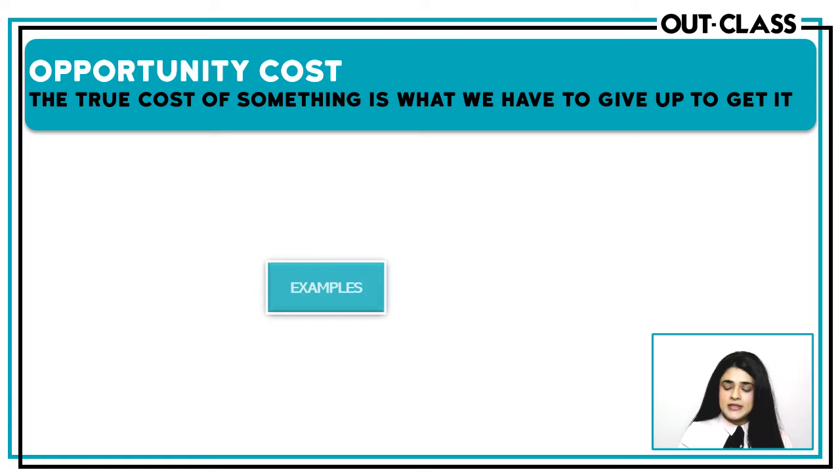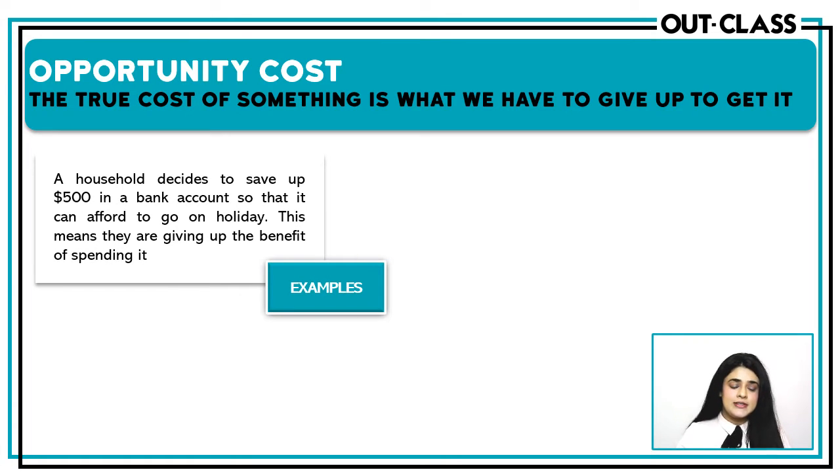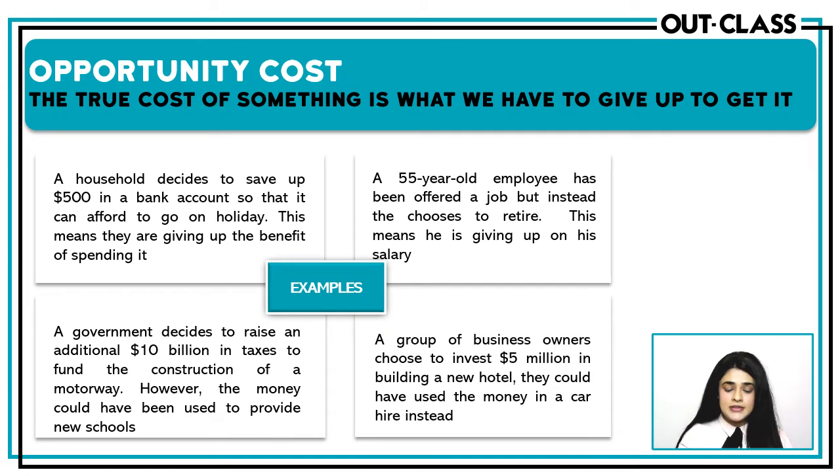We're going to look at some examples of opportunity costs. Let's look at the first one. A household decides to save up $500 in a bank account so that it can afford to go on a holiday. Now, this means they are giving up on the benefit of spending it. So the $500 that they saved, this could have been spent on whatever, and that is their opportunity cost. There are a couple of more examples on the screen. Read them and you should be able to understand the opportunity cost of all of them.